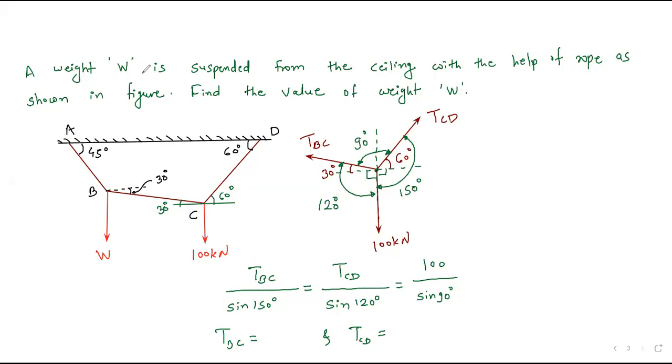What is the answer? So TBC is equal to 50. Okay. And what is TCD? Tension in string CD? 86.60. So 86.60 kilonewton. Okay.